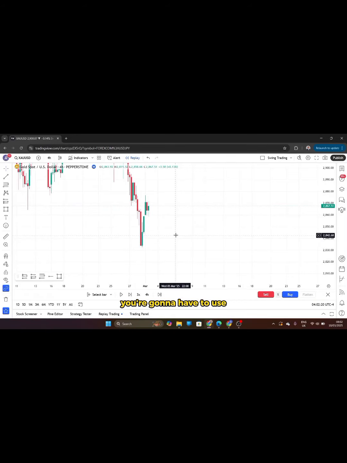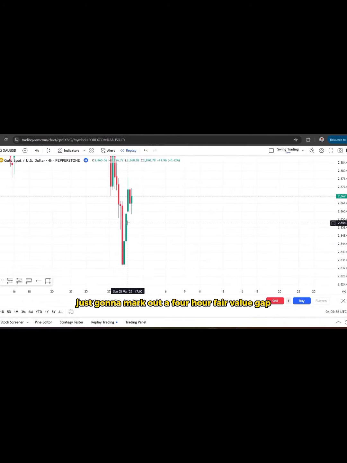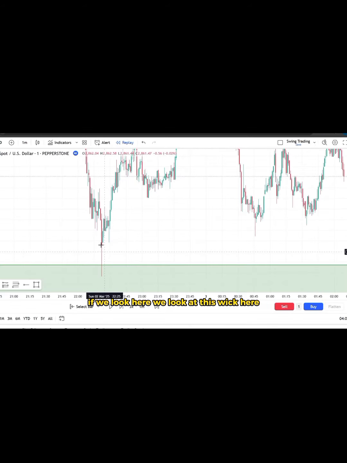Okay, so for this strategy, you're going to have to use at least one higher time frame. Just going to mark out a 4-hour fair value gap. That's all we're using the higher time frame for. If you look here, we look at this wick here. The moment it comes in, it instantly reverses.